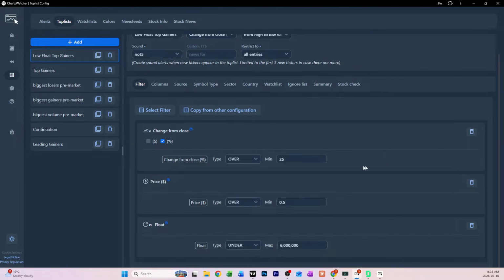For my stock selection, it needs to be over 50 cents. Needs to be under 6 million share float. That's what I consider to be low float. It's under 6 million shares. I include stocks that are 50 cents because I still haven't been sure if I want to trade penny stocks or not. Most of the time I don't, but I still include them anyways.